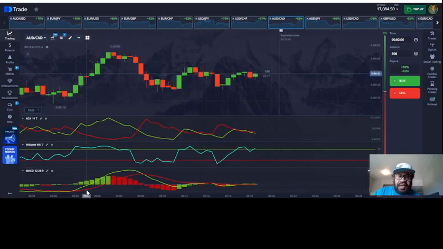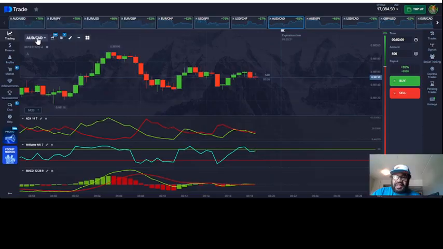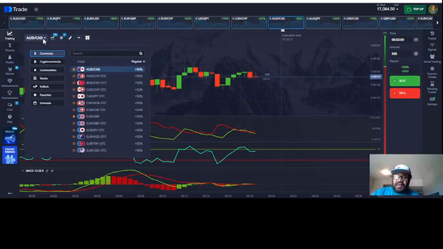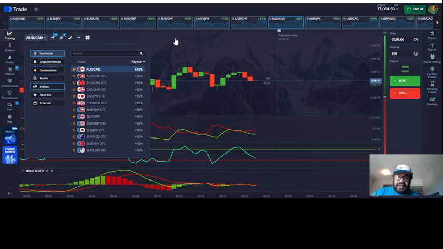So today I'm on the Pocket Option platform, and I'm going to be trading regular currency pairs on the platform here. If we click on our assets icon here to the left, Pocket Option has various assets available to trade. They have currencies, cryptocurrencies, commodities, stocks, and indices. I'm going to be focusing on regular currency pairs.